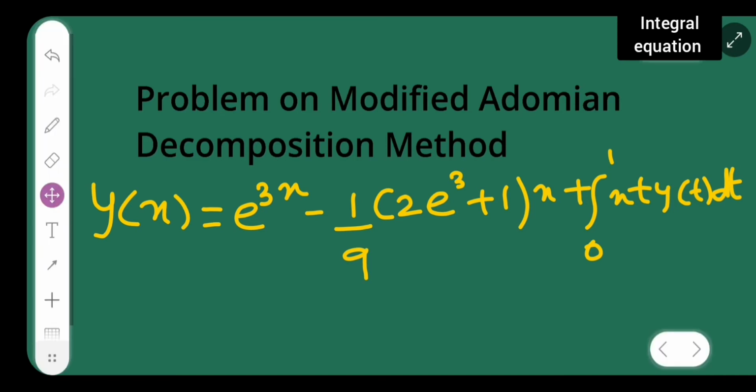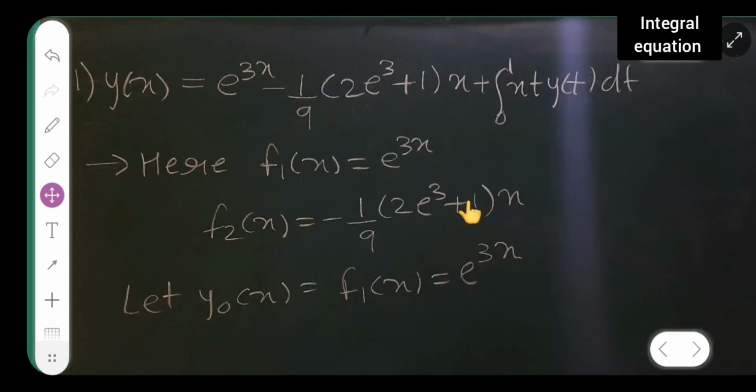Okay, I'll turn the page now. So let me start with the problem. y of x is equal to e raised to power of 3x minus 1 upon 9 into (2e raised to power of 3 plus 1) into x plus integral from 0 to 1 of x t y of t dt.